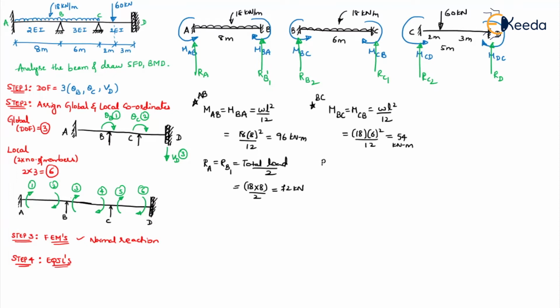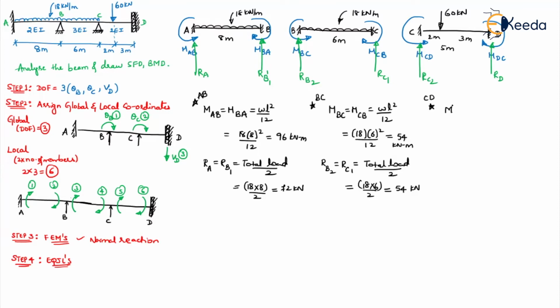Then a reaction also, what will happen? RB2 will be equal to RC1. This will be equal to total load by 2. So what will be your total load? 18 into 6 will be your total load. This divided by 2. So how much will you get? You get 54 kilonewton. Now the last one is for the part CD.